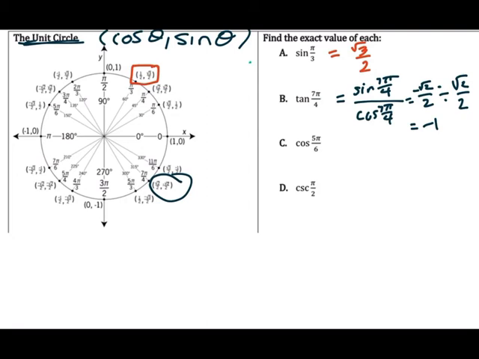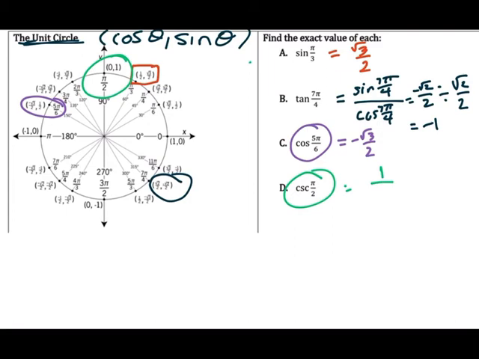Go ahead and pause the video and work through cosine of 5 pi over 6 and cosecant of pi over 2. Well, here's the ordered pair for cosine of 5 pi over 6, and the cosine is going to be the x value, which is negative root 3 over 2. Similarly, cosecant of pi over 2 is on the axes. Cosecant is the same thing as 1 over sine, in this case, of pi over 2. And sine, in this case, is 1, so that's going to be 1 over 1, which is just 1.